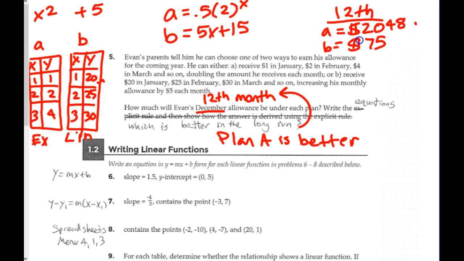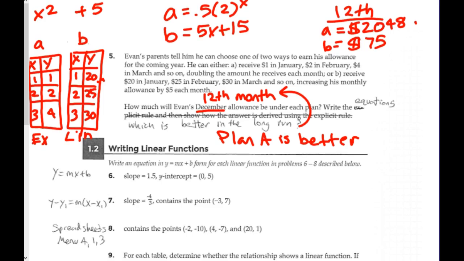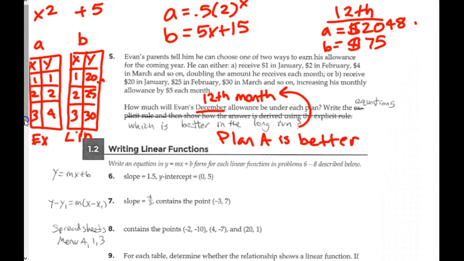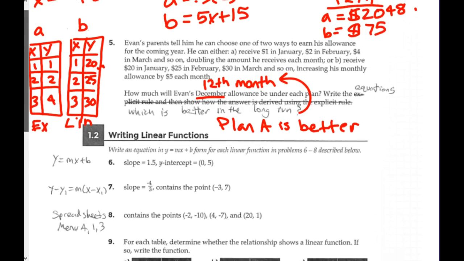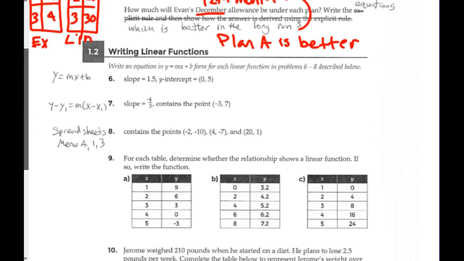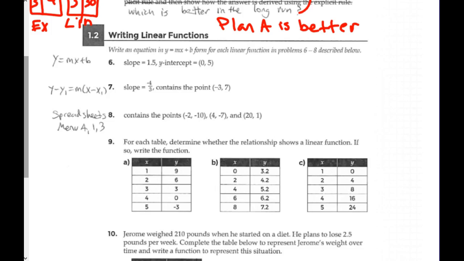Cool. So you should be able to take equations, take tables, get equations, plug in values, and compare them, right? All right, write an equation in y equals mx plus b form, okay? If you got a slope, that's your m. If you got a y-intercept, that's your b, okay? So it's easy. y equals mx plus b. Okay, b is when x is 0. Not bad, okay?